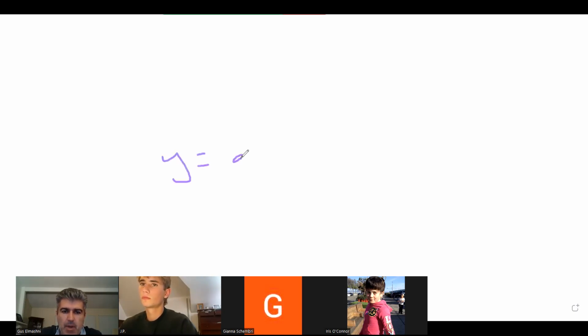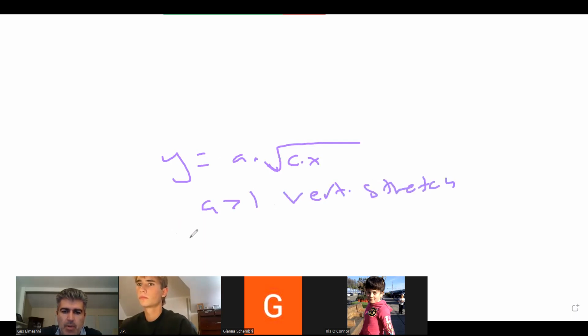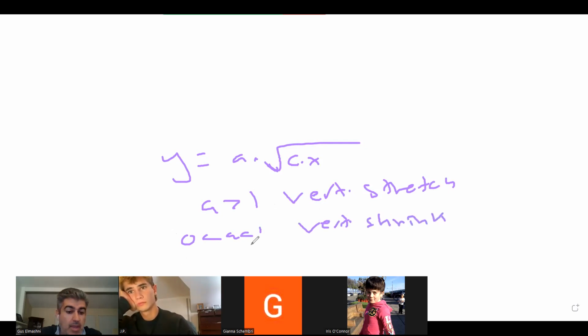So again, generally speaking, y equals a times, and I think I use the letter c. So an a bigger than 1, vertical stretch. And I'll get to that question, JP. And then a is between 0 and 1, vertical shrink. And by the way, this is all in the 1.6 notes, just so you know.